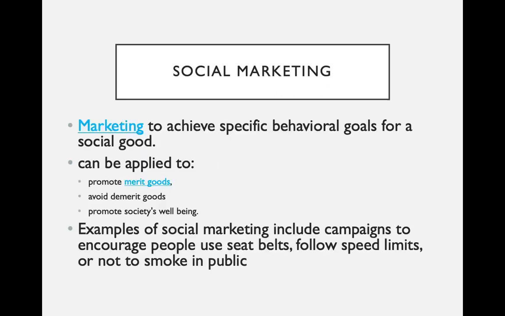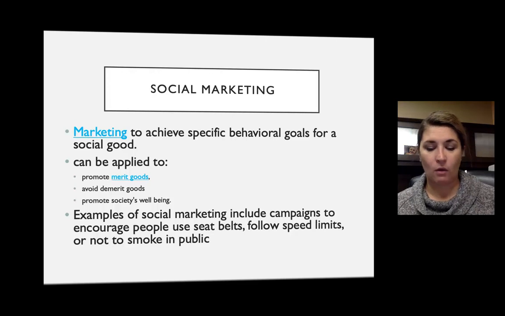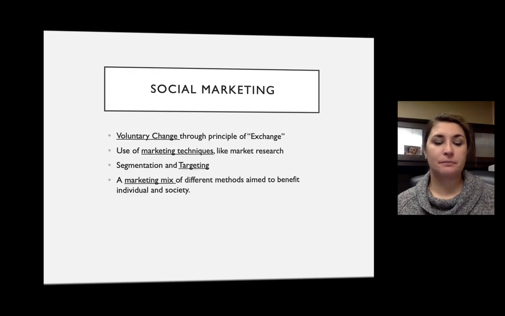Social marketing is a systemic application of marketing to achieve specific behavioral goals for social good. It can be applied to promote merit goods or make society avoid demerit goods and to promote the society's well-being as a whole. Social marketing has included campaigns not just for substance use. It's been done for seatbelts and following speed limits, not smoking in public.